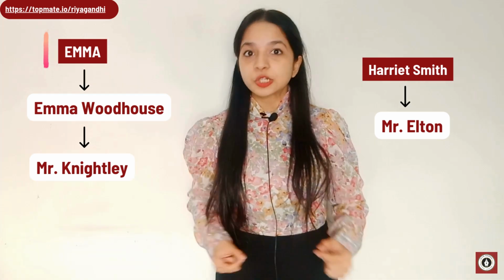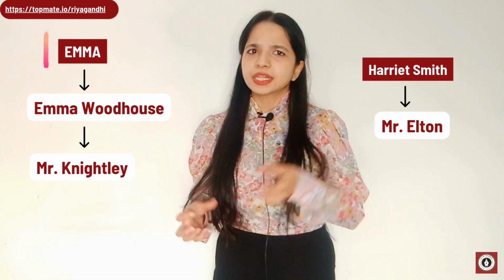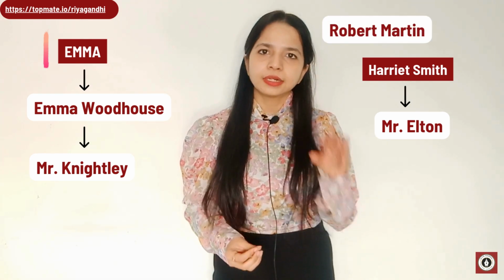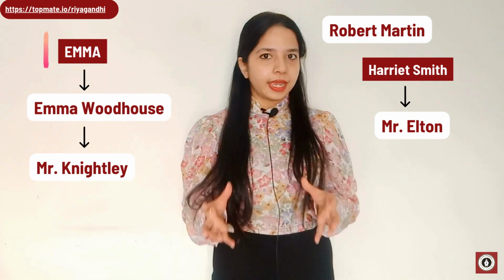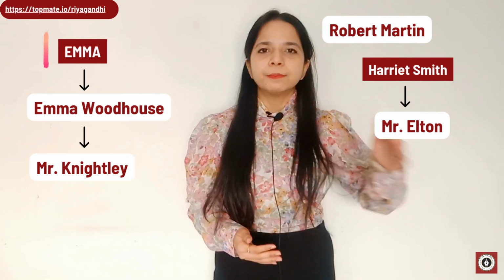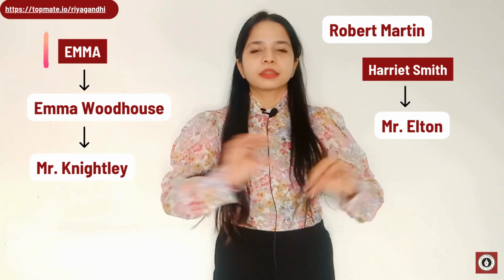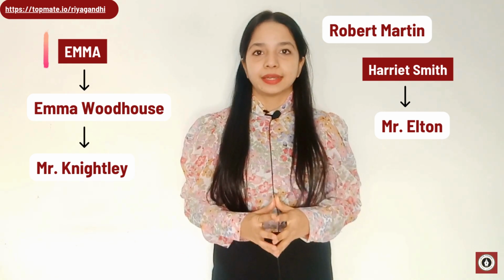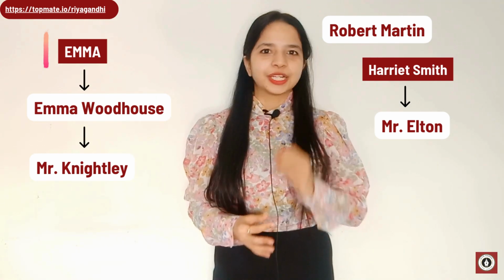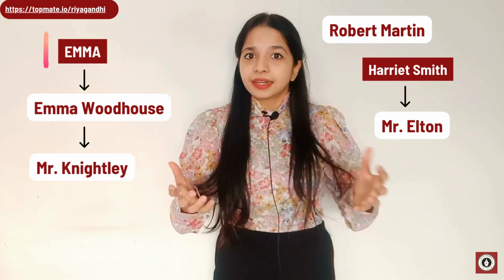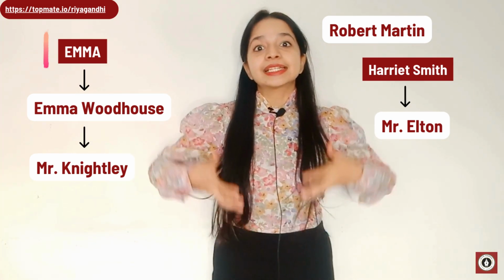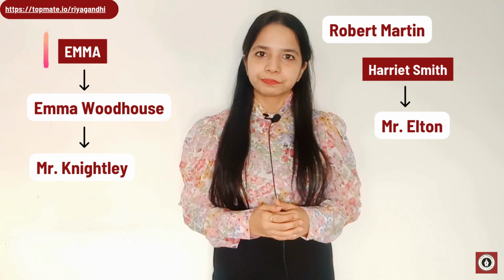But then she also later realizes that Harriet Smith is in love with Robert Martin, a young farmer. But then Emma dissuades her from being in a relationship with him and tells her that for her the best match is Mr. Elton. But wait for the twist in the tale, because Mr. Elton later reveals that he is actually in love with Emma.